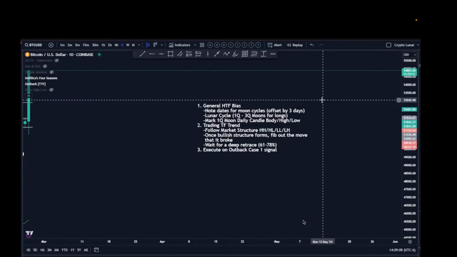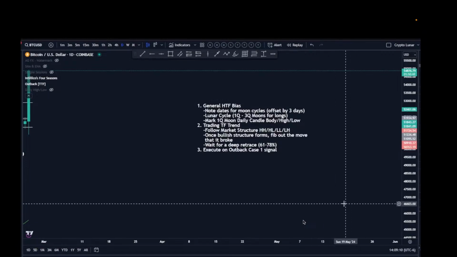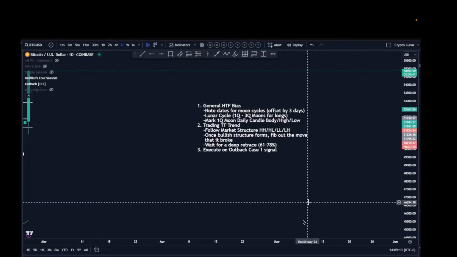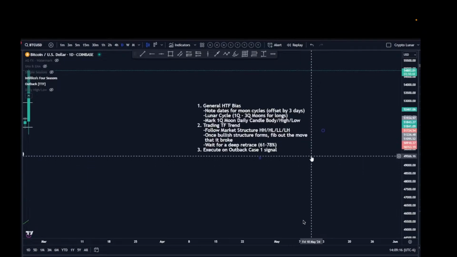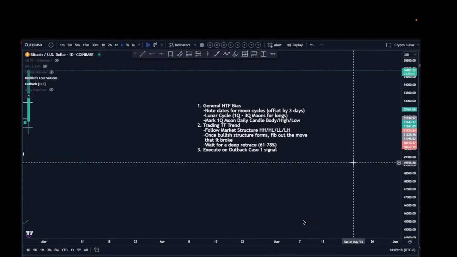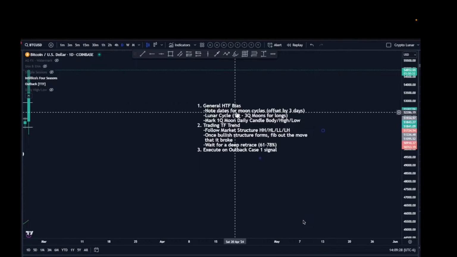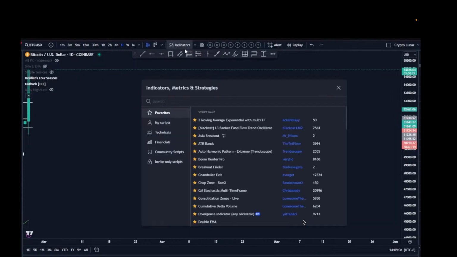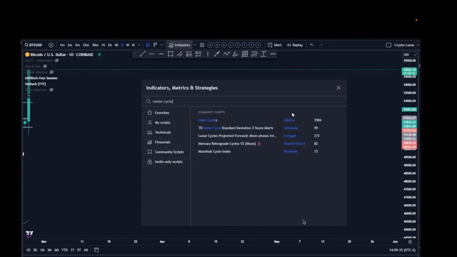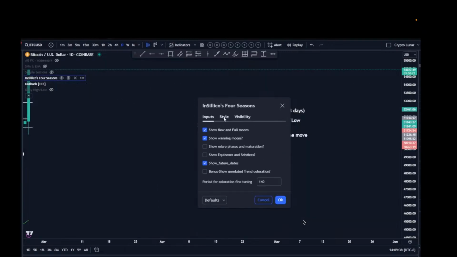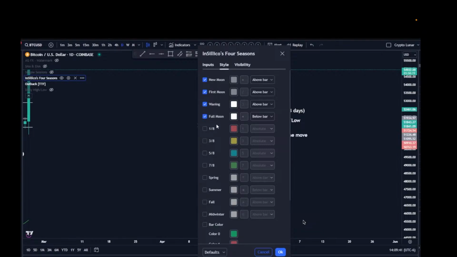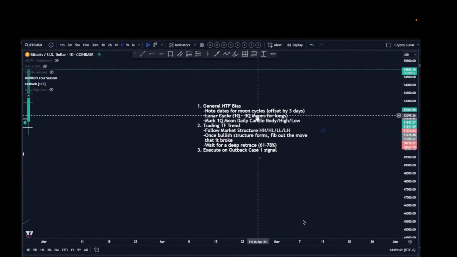And so what people have said is if the new moon is on the 15th, let's say, we'll offset it by 3 days and pretend the new moon's actually on the 12th. And so then if the next full moon's on the 30th, we'll pretend it's on the 27th, so on and so forth. And like I said here, note the dates for the full moon cycles, but you don't have to. Because if you come to indicators and type in moon cycle is by InSilico, which is this indicator here, if you go into the style tab, all you need is the first 4 on. You can take everything off, right? So we already know 2 weeks out of the month, we are only looking for longs, and that literally helps our bias tremendously because we don't have to think about it.